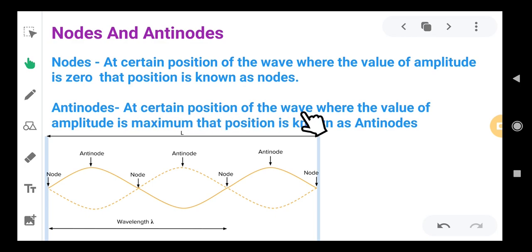A certain position of the wave where the value of the amplitude is maximum is known as an antinode. Maximum amplitude is an antinode. 0 amplitude is a node.